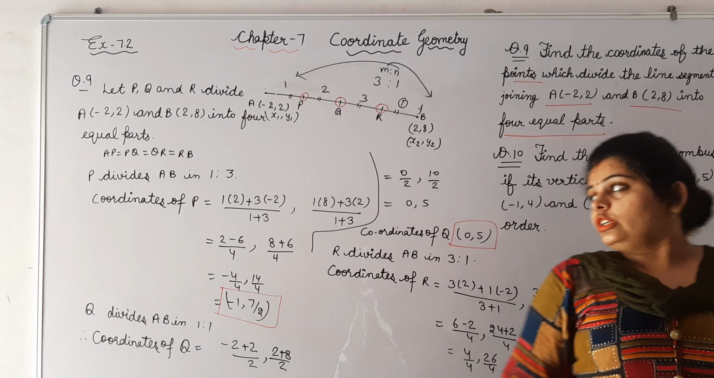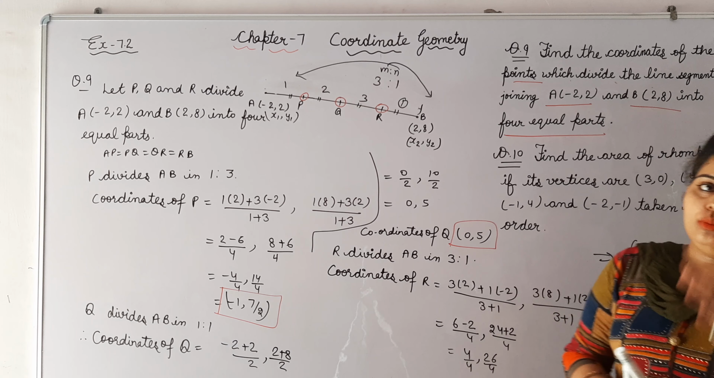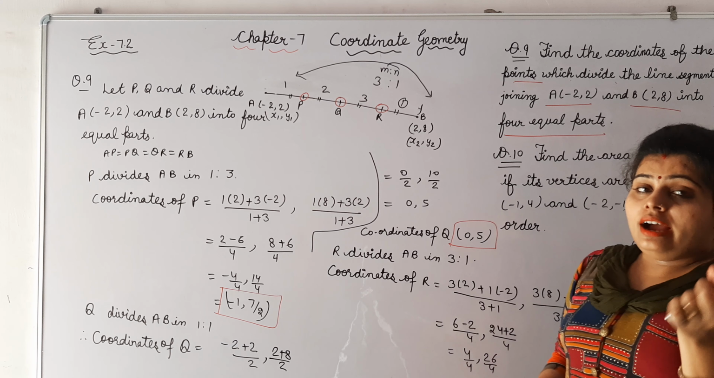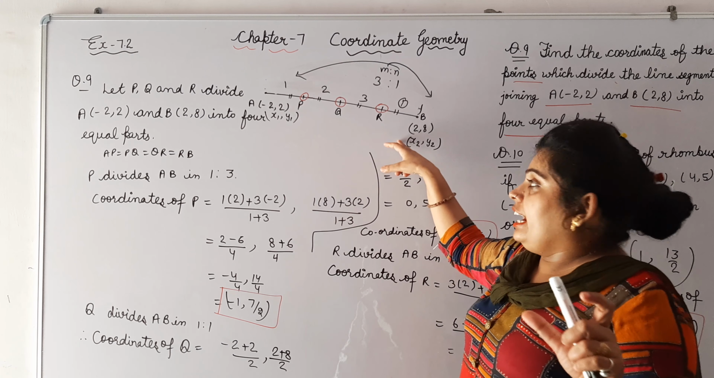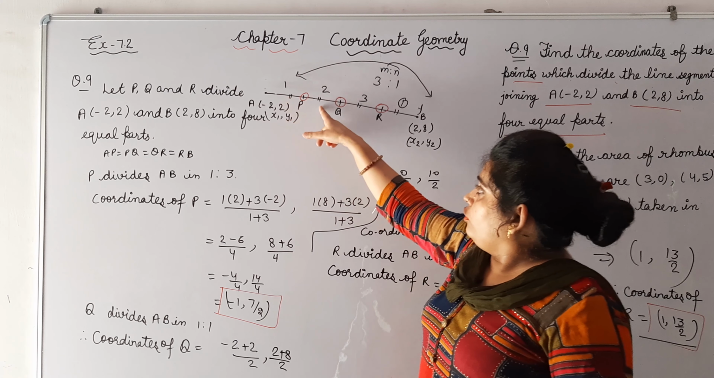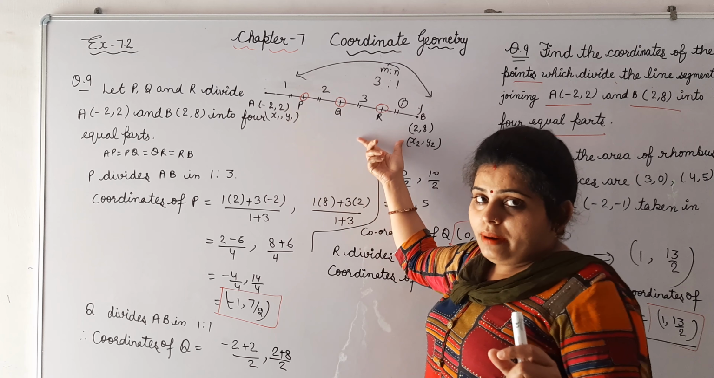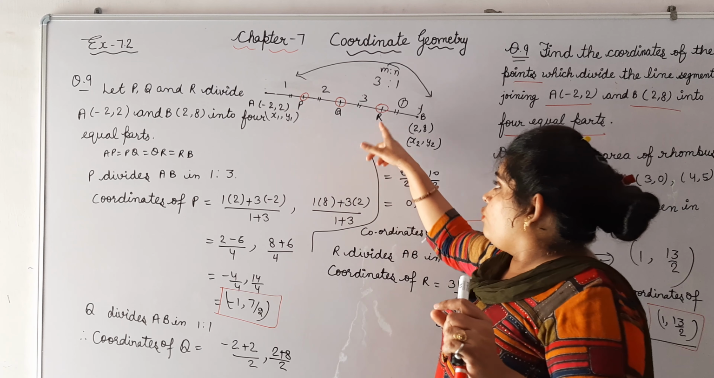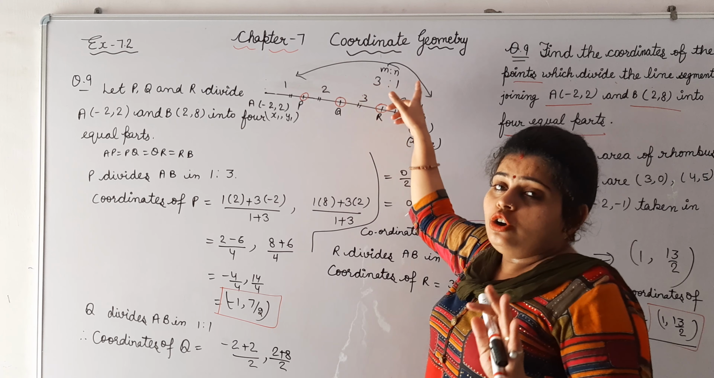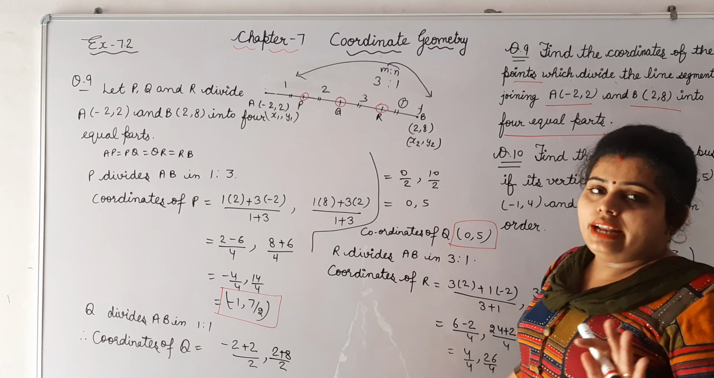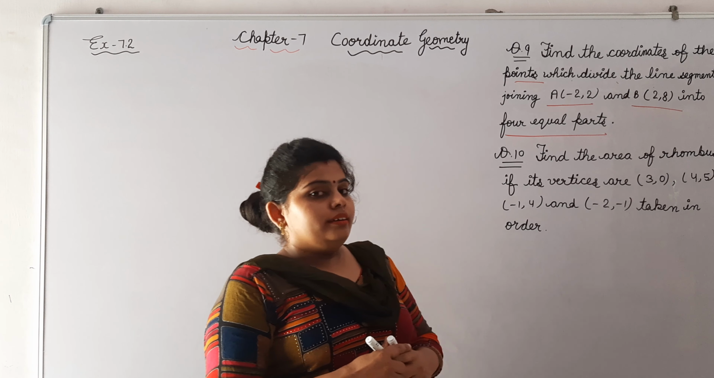This is our question number 9. What we have done in this question? We have used section formula. For section formula, how have we found the ratio? We represent these points on a line and we can see that for P it is 1 part, and 3 parts. For Q it is 2 and 2 equal parts, means the ratio will be 1:1. For R, first, second, third, 3 parts and 1 part. So the ratio will be 3:1. This is our question number 9. Please note it down.